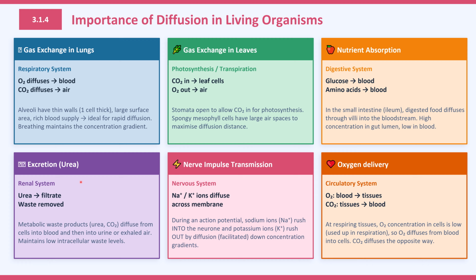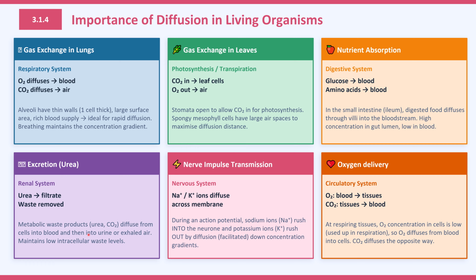Then excretion, that is waste and signaling. The waste product is urea. Finally, diffusion plays a role in keeping our internal environment clean and our signals moving. Excretion: waste products like urea diffuse out of cells into the blood and eventually into the renal filtrate to be removed as urine. This prevents toxic build-up in our cells.